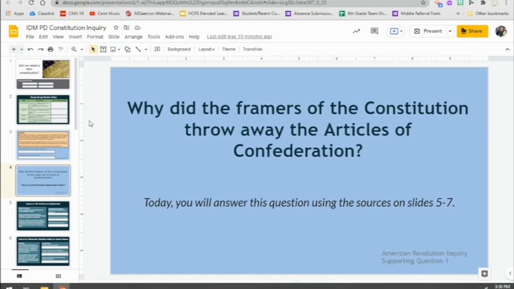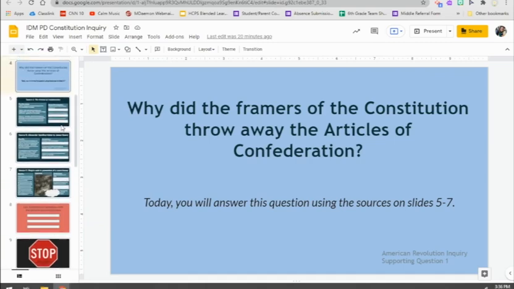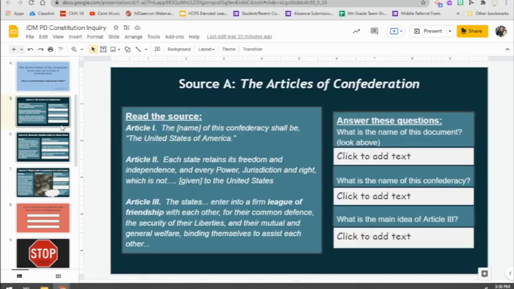This next slide has that first supporting question that they were going to answer on day 1. Why did the framers of the Constitution throw away the Articles of Confederation? And then slides 5, 6, and 7 have the sources that they're using to gather evidence to answer this question. So we have the Articles of Confederation that I added as a new source. And the way that I got them to interact with the sources was by giving them questions to discuss as a group and to answer as a group. This was my way of forcing that collaboration and that discussion in the online world.